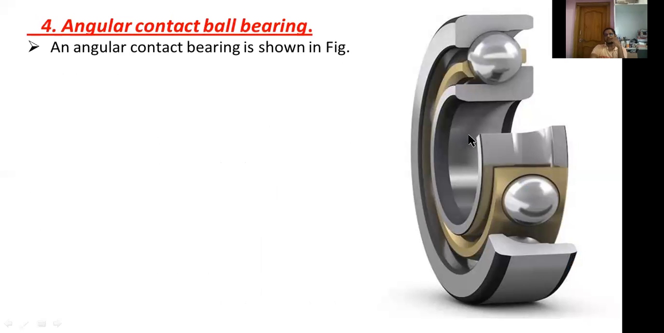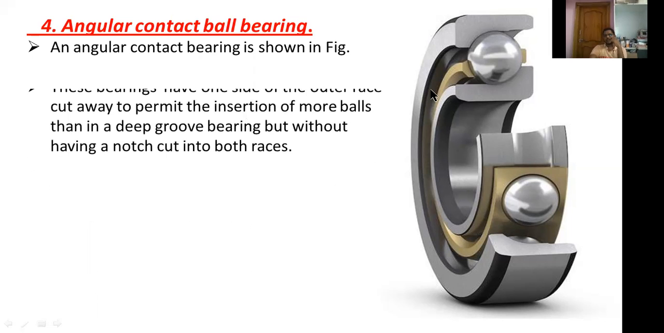This one is the angular contact ball bearing. Here the shape of the inner race and outer race is very different from other ball bearings. An angular contact bearing is shown here. These bearings have one side of the outer race cut away. This is the outer race. One side of the outer race is cut away to permit the insertion of more balls than in a deep groove ball bearing, but without having a notch cut into both races.